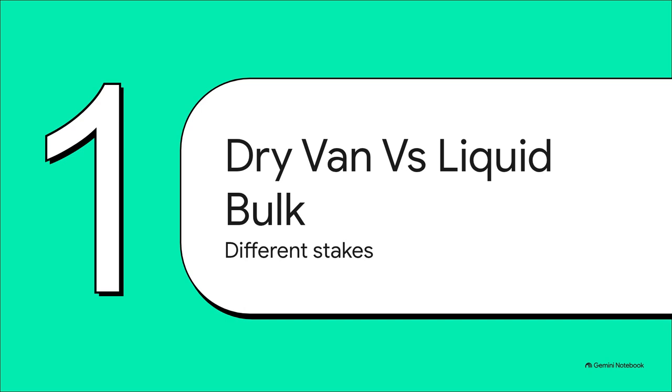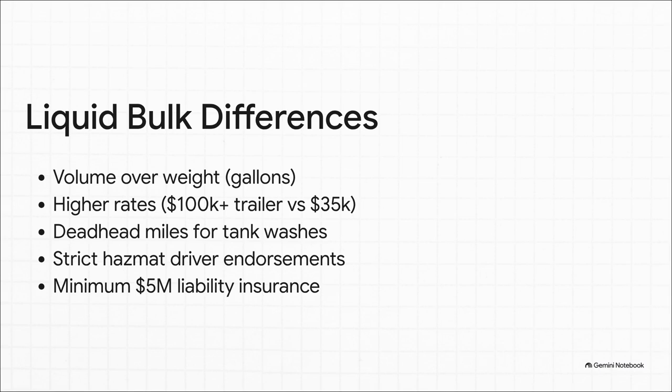We really need to look at the fundamental difference between shipping a box and shipping volatile chemicals. Because if you treat an ISO tank like a standard box trailer, you're doomed from the start. Look at the economics alone. You aren't booking by the pound, you're booking by the gallon. Volume is literally everything here.